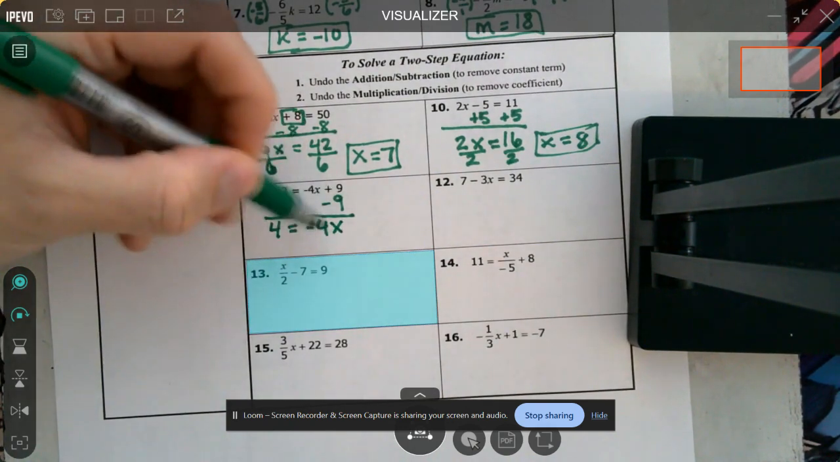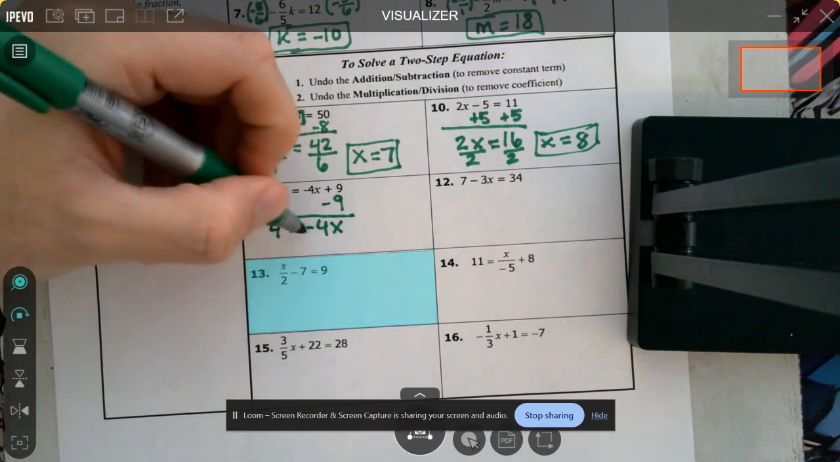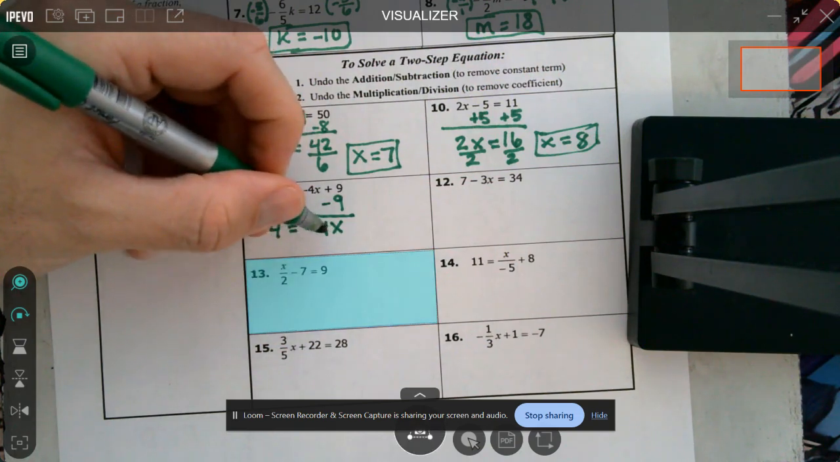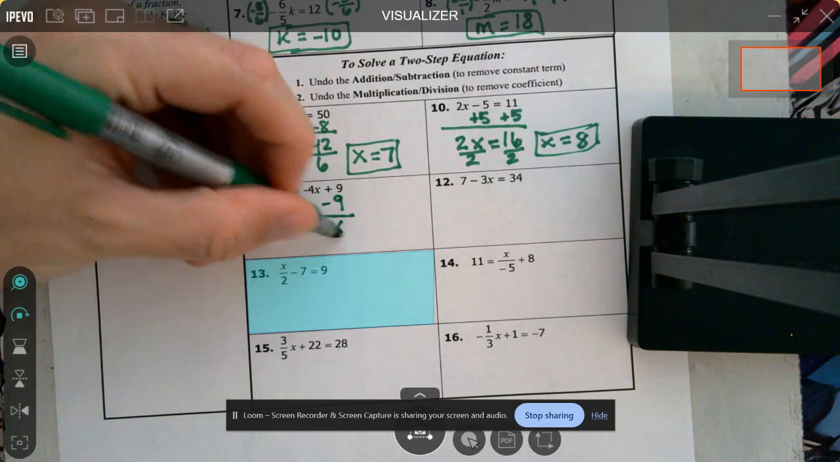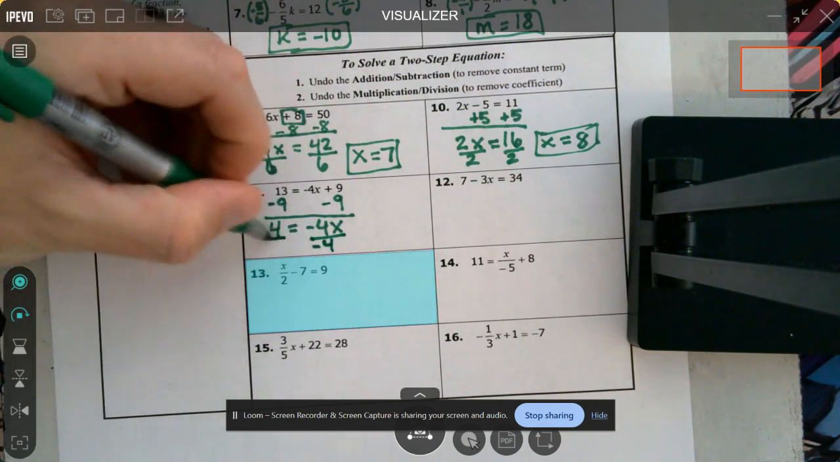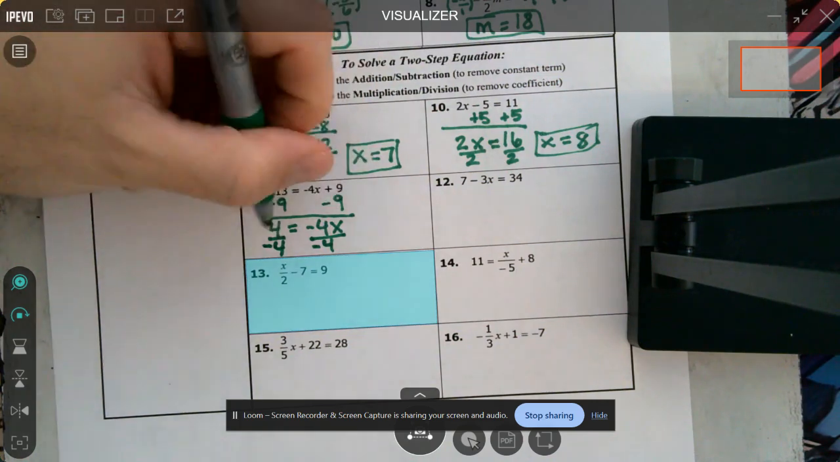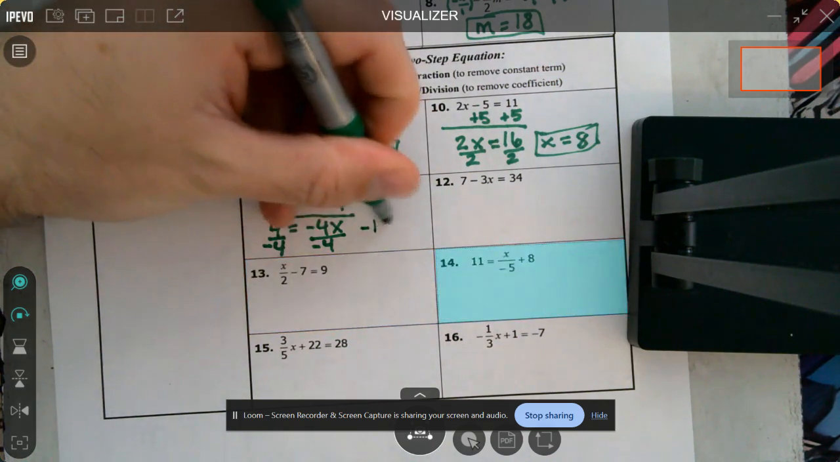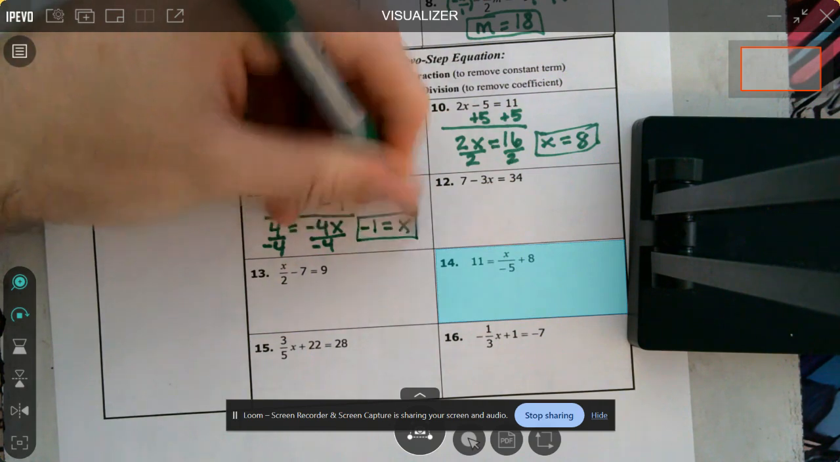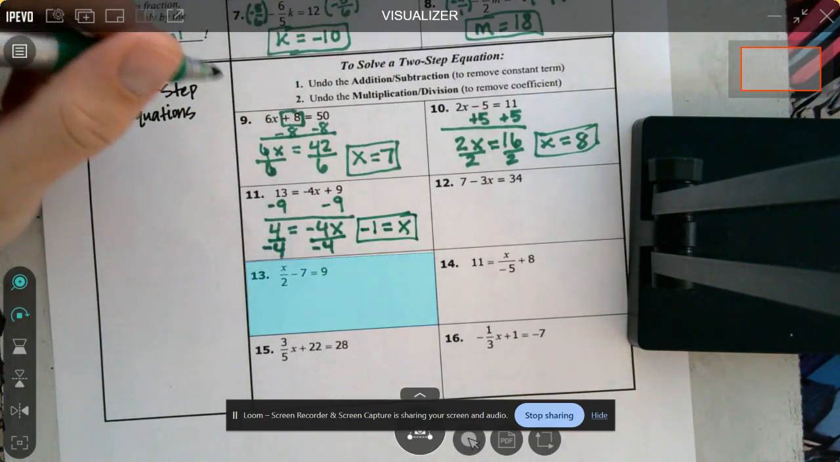To get rid of a negative 4 times x, we have to divide. Remember, a number touching a variable is multiplication. We have to divide to cancel multiplication. Divide both sides by negative 4. So your answer is 4 divided by negative 4 is negative 1. So negative 1 equals x, otherwise known as x equals negative 1. All right, pause video. You do 12.